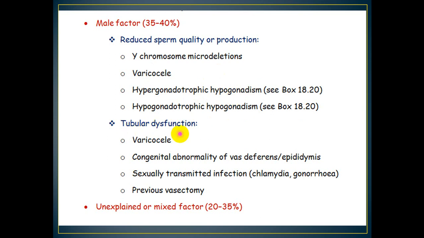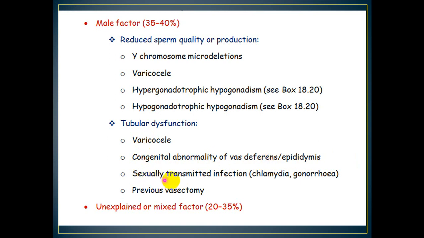While a structural cause could also be varicocele, so varicocele could cause impaired sperm production and maturation, and could cause mechanical obstruction to the passage of the sperm. Another abnormality could be congenital abnormality of the vas deferens or epididymis, and the patient could have congenital absence of the vas deferens, like patients with cystic fibrosis.